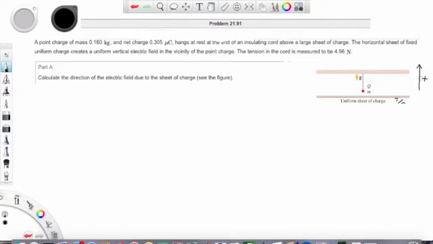So in fact, we are supposed to calculate the direction of the electric field in part A. So let's see what kind of forces we have acting on this mass. There's going to be gravity, mg, down, and it's suspended on a string, so there's a string tension force upwards, and then there's also the force from this sheet of charge, the Coulomb force. We don't know which direction it's going to be, so we just guess that it's going to be upwards.